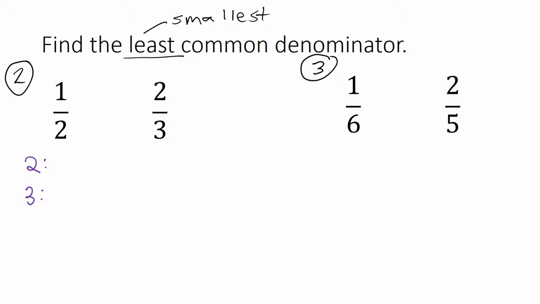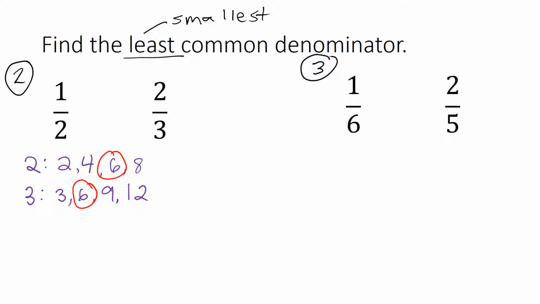I start by listing the multiples. What are the multiples of 2? 2 times 1 is 2. 2 times 2 is 4. 2 times 3 is 6. 2 times 4 is 8. And I think I can stop there. Now the multiples of 3. 3 times 1 is 3. 3 times 2 is 6. 3 times 3 is 9. 3 times 4 is 12. And I know I can stop there. Now I'm looking to see if I have the same number listed in both of my multiples. And I do. It's 6.